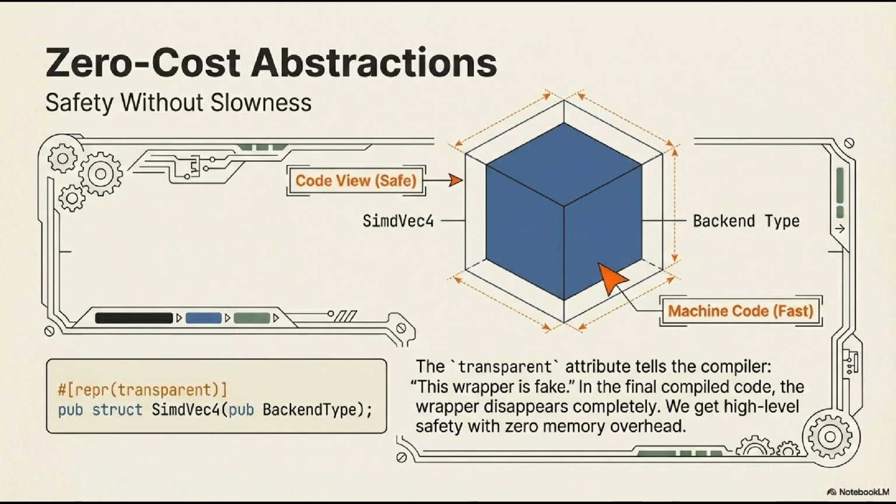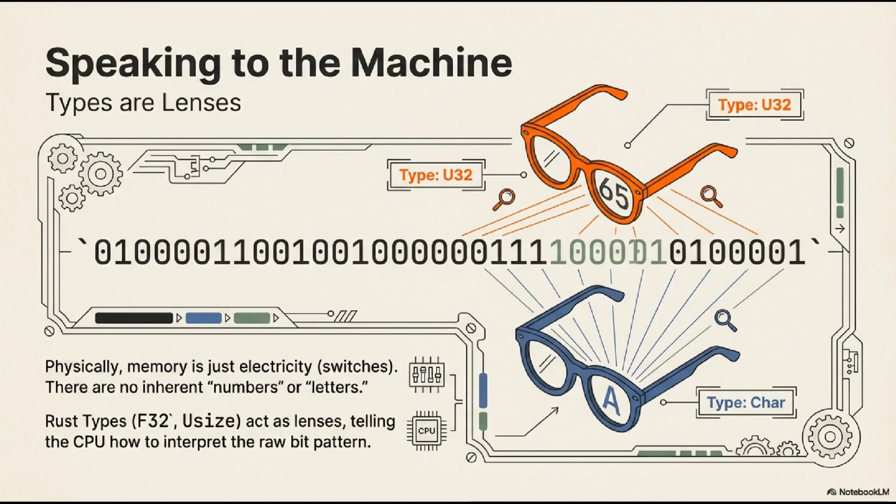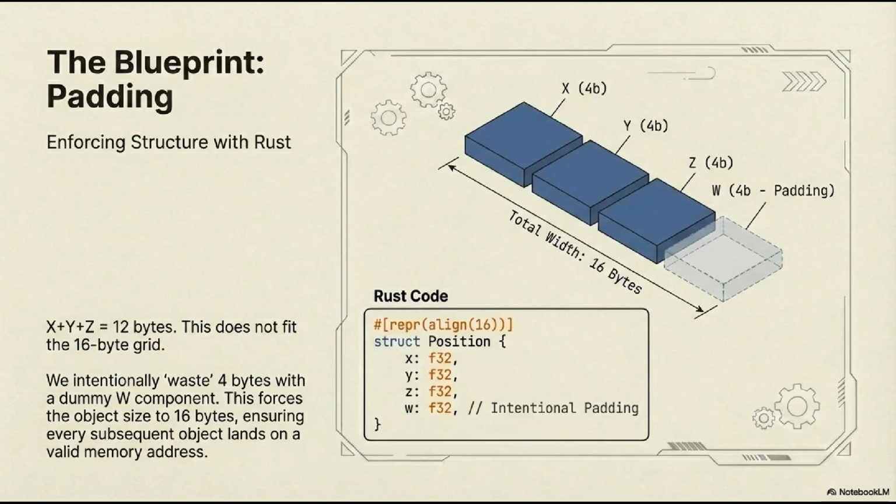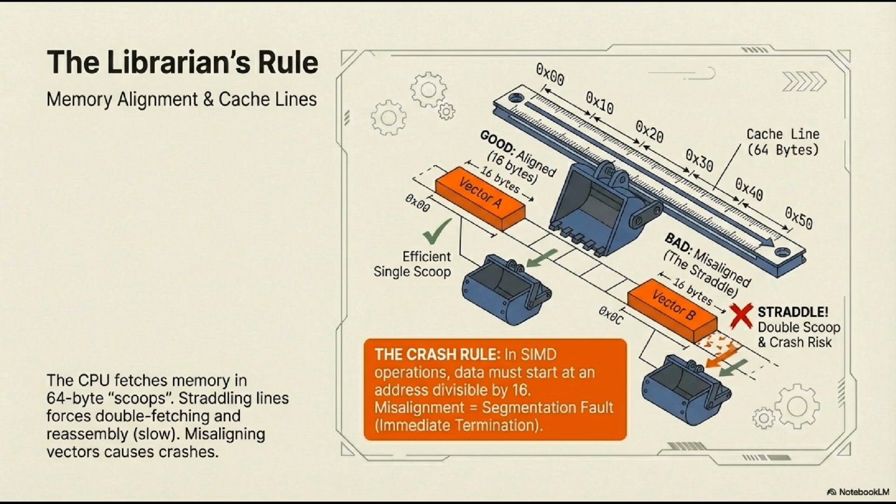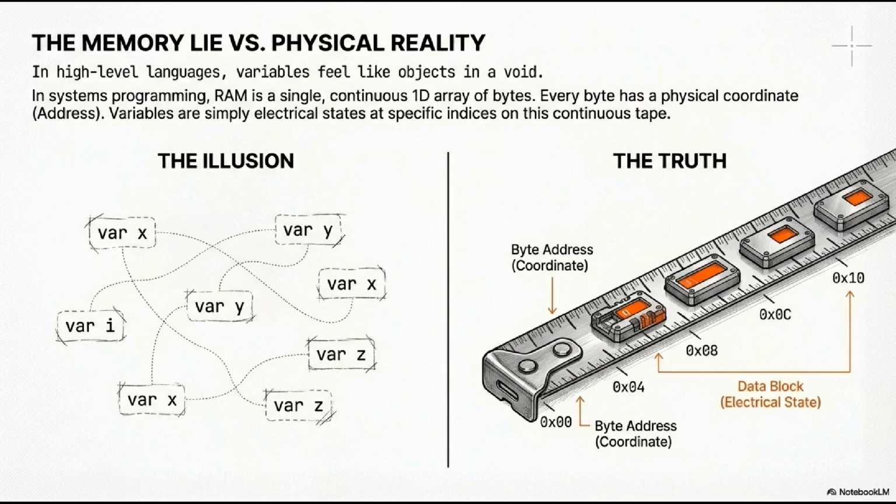So the electricity in the chip is identical, but the meaning changes completely depending on the type, on the lens we use. Yes. And if you use the wrong lens, you get garbage. If you try to read a number that was meant to be a character, you just get a nonsense value. So for physics, what lens do we use? For physics, we need numbers with decimal points, like 3.14. So we use a type called F32. F32. That stands for floating point 32-bit.